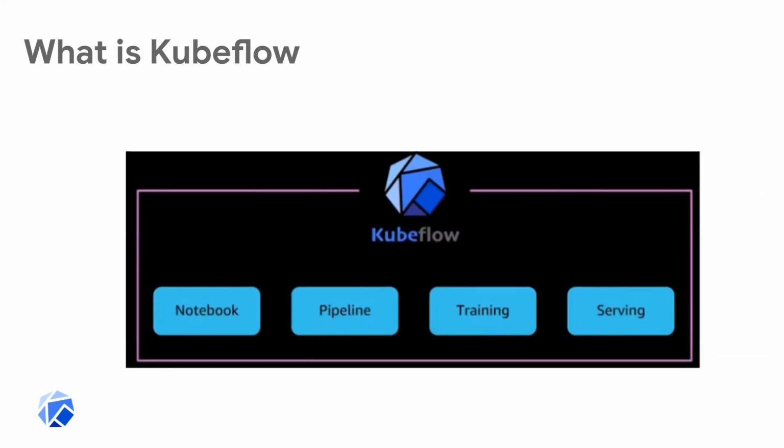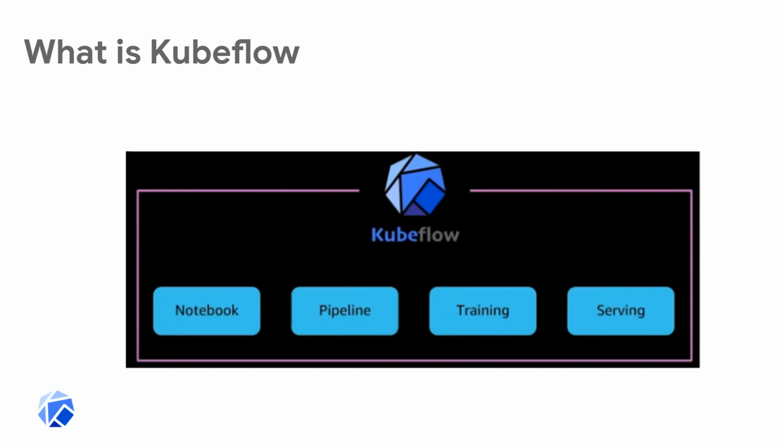Yes, KubeFlow itself is not one tool, but it's a collection of different tools. It has four major features. The first is the notebook, which is pretty much similar to a Jupyter notebook. If you install KubeFlow on your system, you have that Jupyter notebook feature that you can run directly, so you don't have to go and install a separate Jupyter notebook. The other feature that it has is the pipeline.